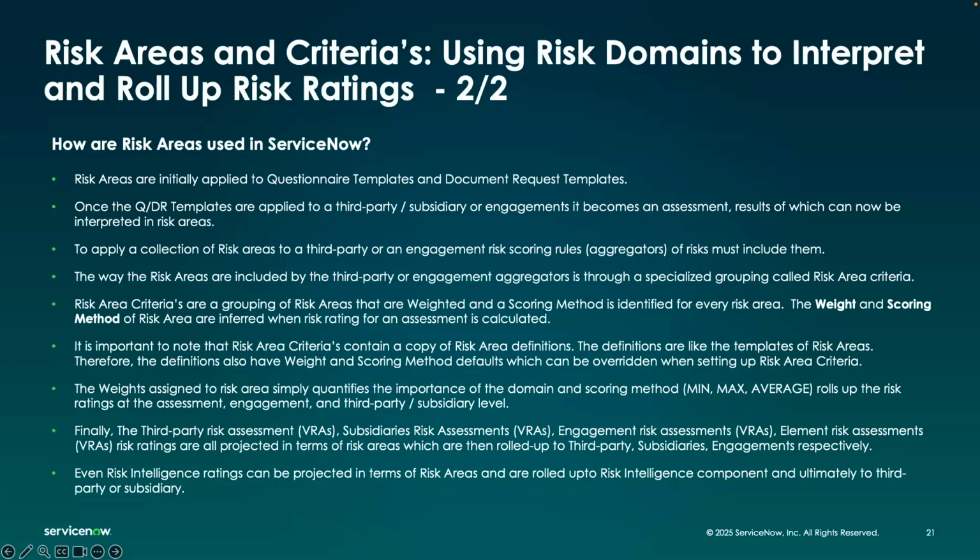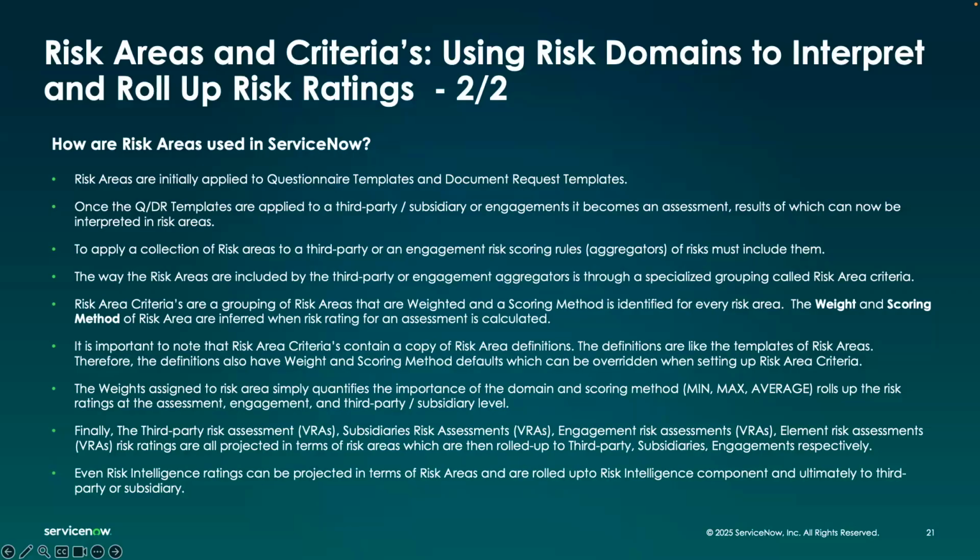Once those templates are used to create actual assessments, whether for a third party, a subsidiary, an engagement, or an entity, the results can now be interpreted through the lens of risk areas. So, in effect, you are categorizing risk data right at the source. But assigning risk areas alone isn't enough to support roll-up scoring. To project risk ratings upward from assessment level to the third party or engagement level, we need to define how each risk area contributes to the overall risk picture.